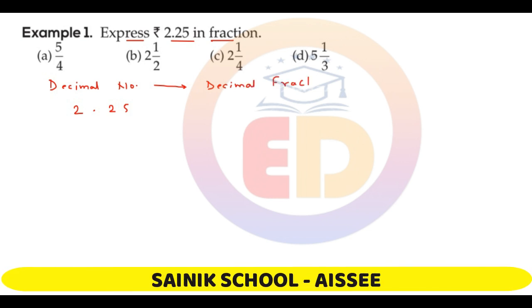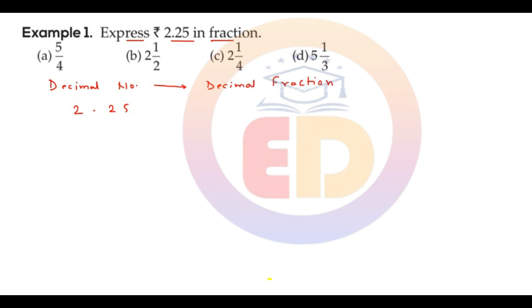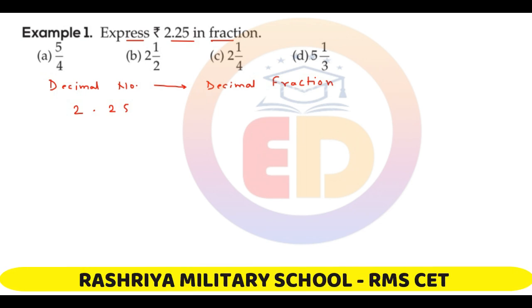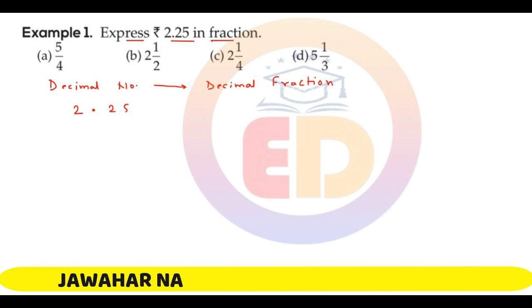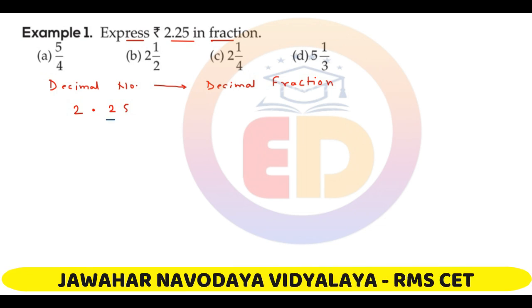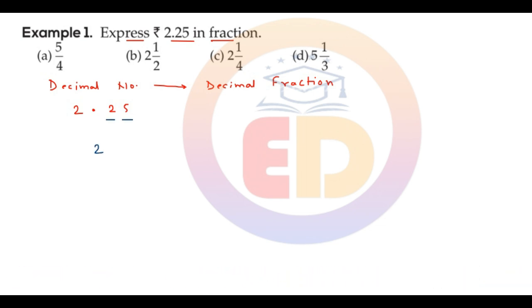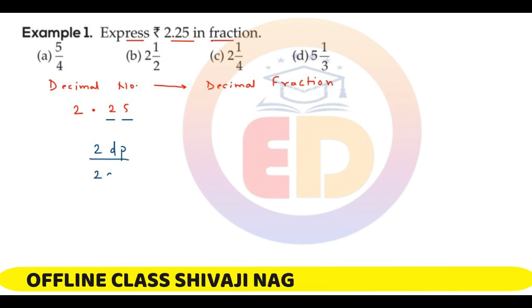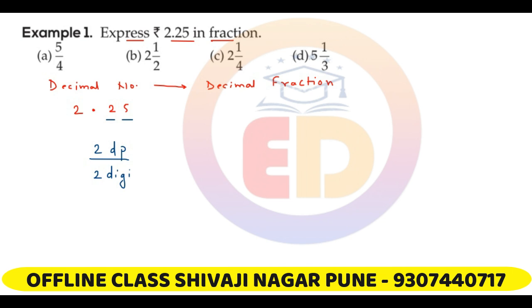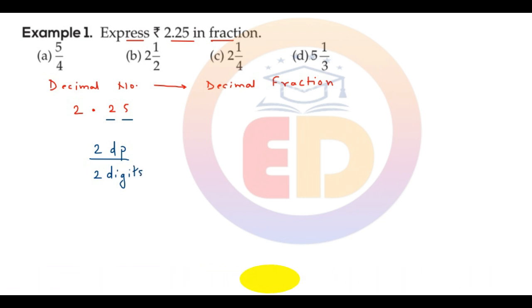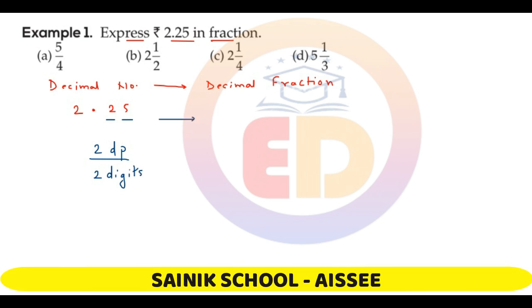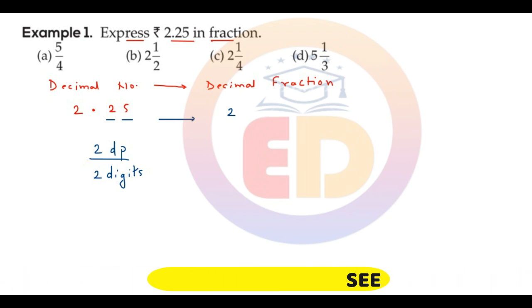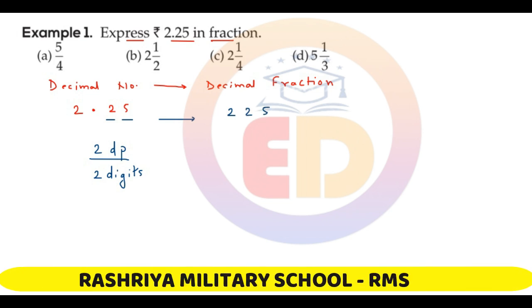Now to convert decimal number to decimal fraction, we have to count the number of digits after the decimal point. Here, after the decimal point, there are 2 digits. We can call it 2 decimal places. And if I want to convert it into a decimal fraction, first remove the decimal point, make it 225.